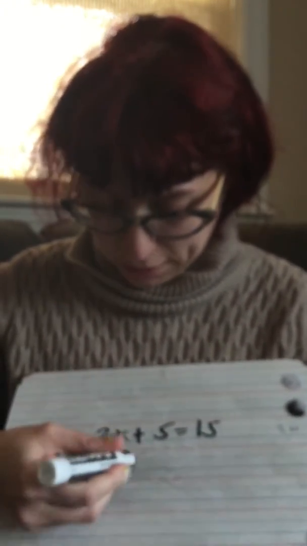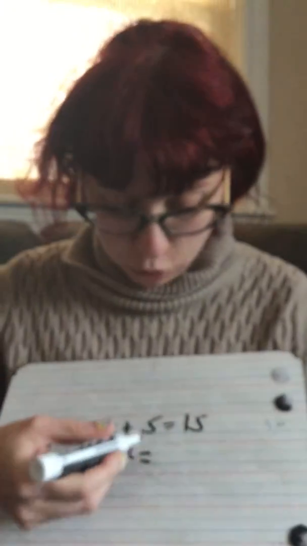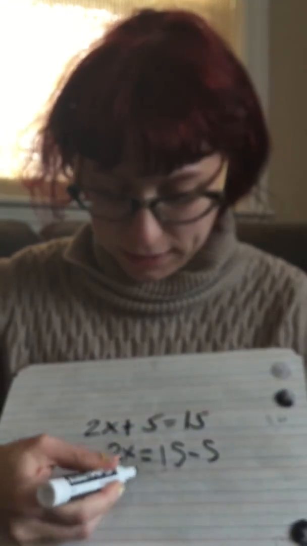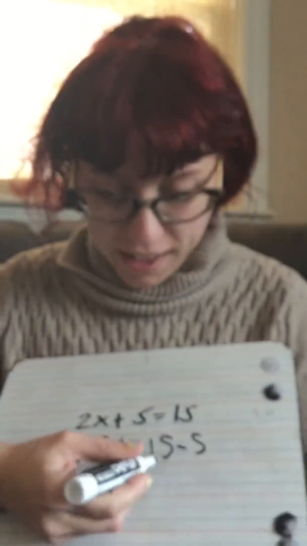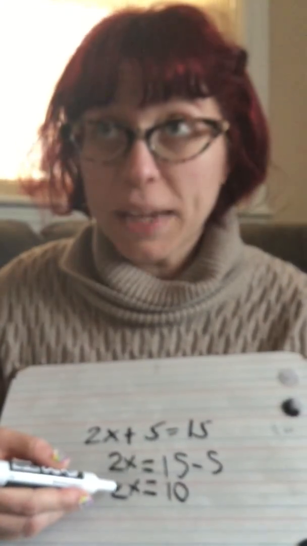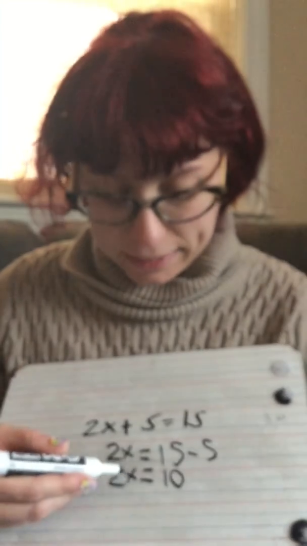Now sometimes we're going to get a problem that has more than one part. So what do we do if we get a problem like this? 2x plus 5 equals 15. Well, the first thing we want to do is get 2x alone. So how do we get rid of the 5? We need to subtract it. 15 minus 5. So 2x equals 15 minus 5, which is 10. So 2x is multiplication, so 2 times x would equal 10.